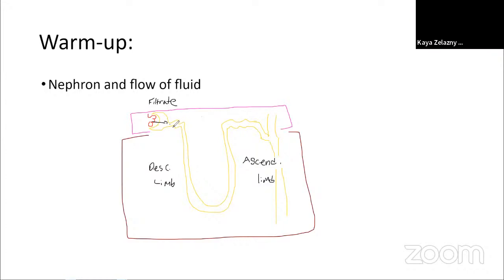So the filtrate is flowing through the proximal tubule, then down through the loop of Henle that's traveling through the medulla. Then we end up back in the cortex briefly before diving back down into the collecting duct and out of here.